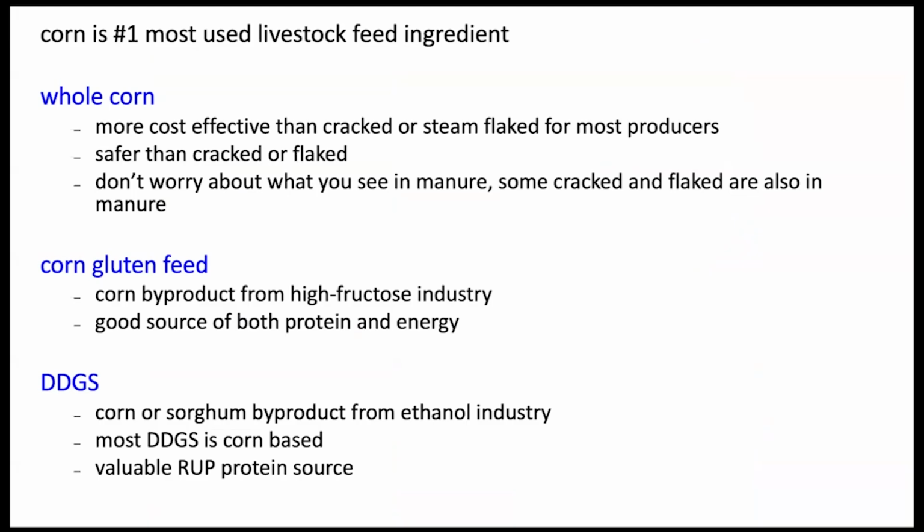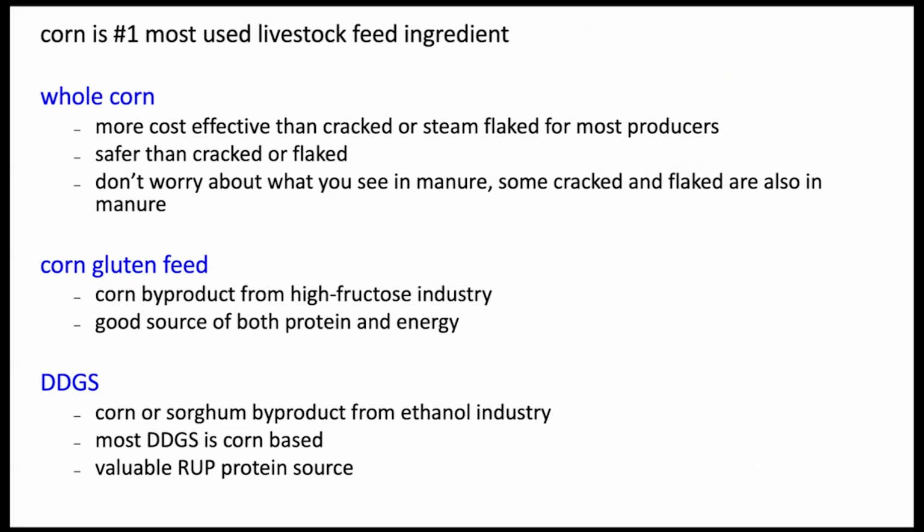When we think about whole corn compared to cracked or steamed corn or steam flake corn, it's going to be more cost effective. When you look at the energy value and you look at the cost, whole corn is actually cheaper per unit of TDN for cow-calf producers and stocker producers than cracked corn is, and especially than steam flake corn is.